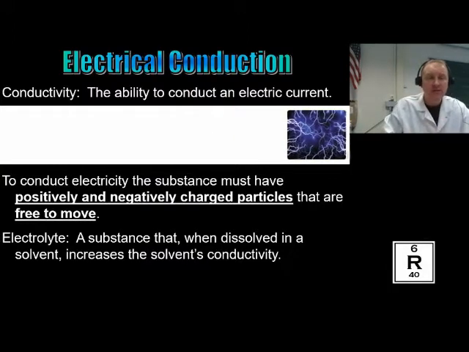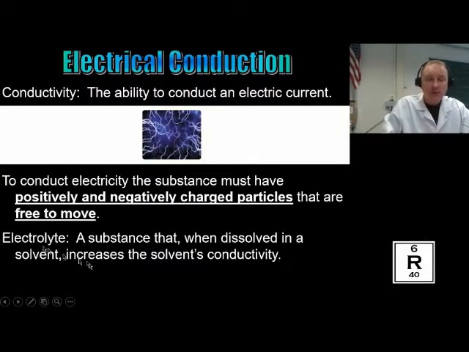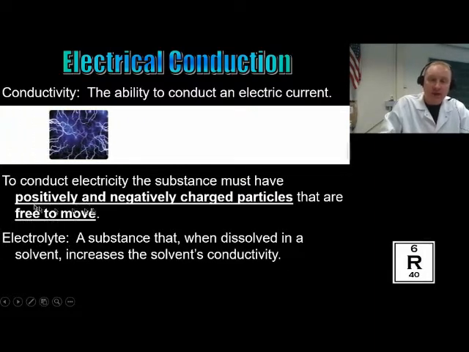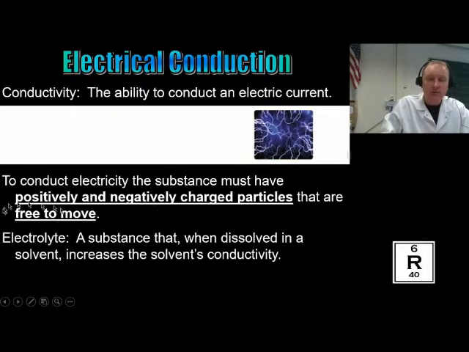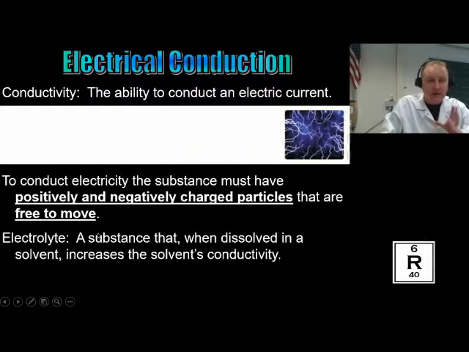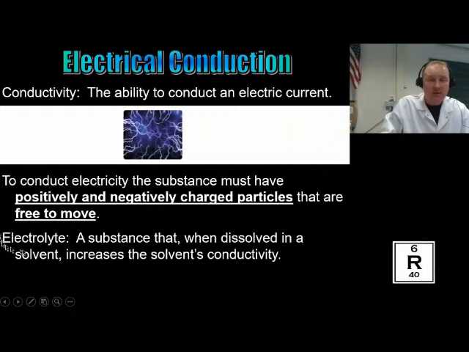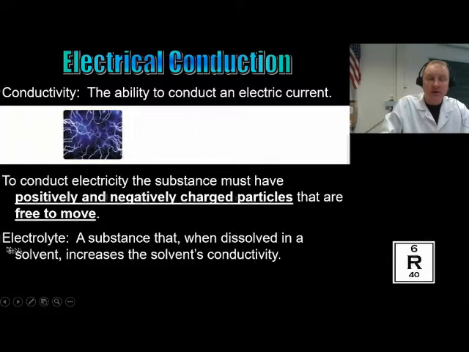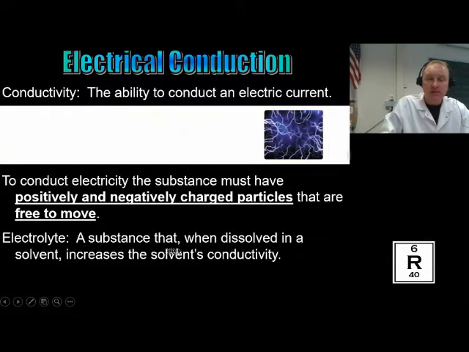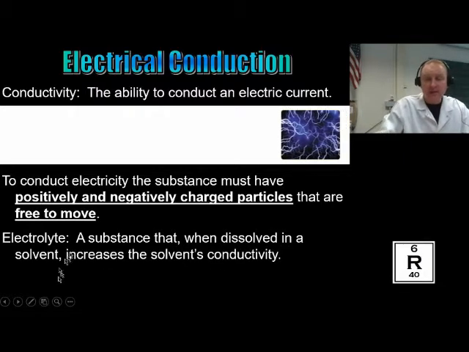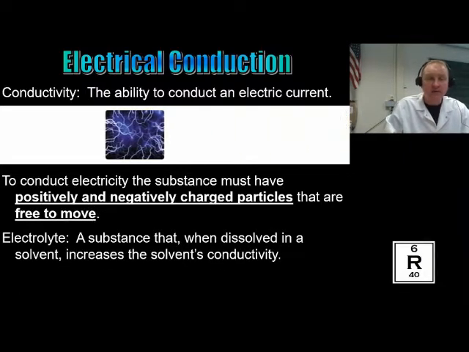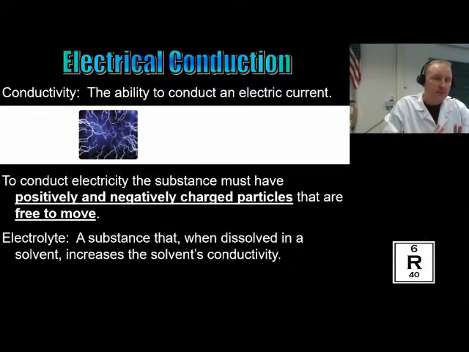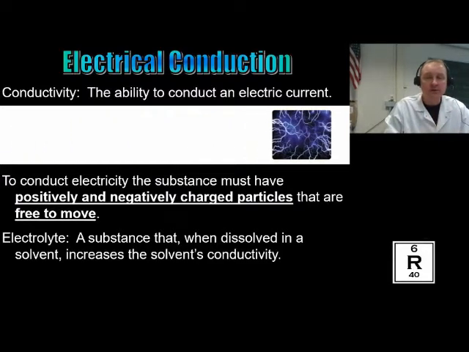And because of this, these things that are dissolved in water, the positive and negative charges, allow it to conduct electricity. And anything you add to water that allows it to conduct electricity, those things are called electrolytes. So this is a substance that when dissolved in a solvent increases the solvent's conductivity. So it's really those electrolytes that make water a very good conductor of electricity.